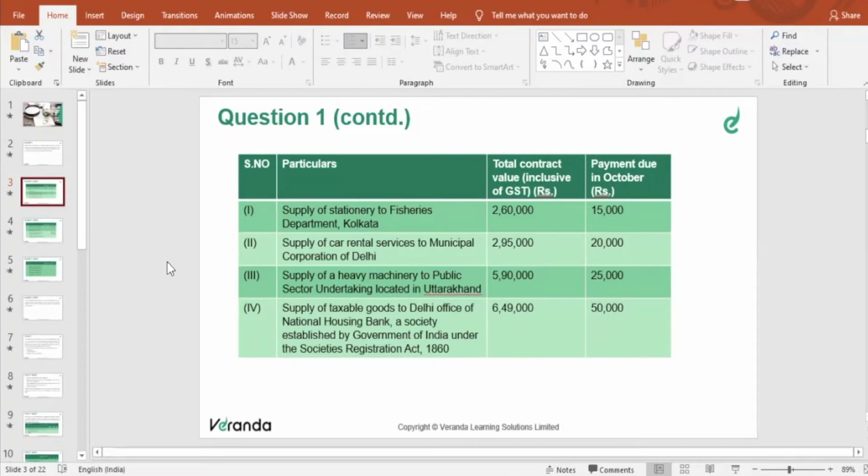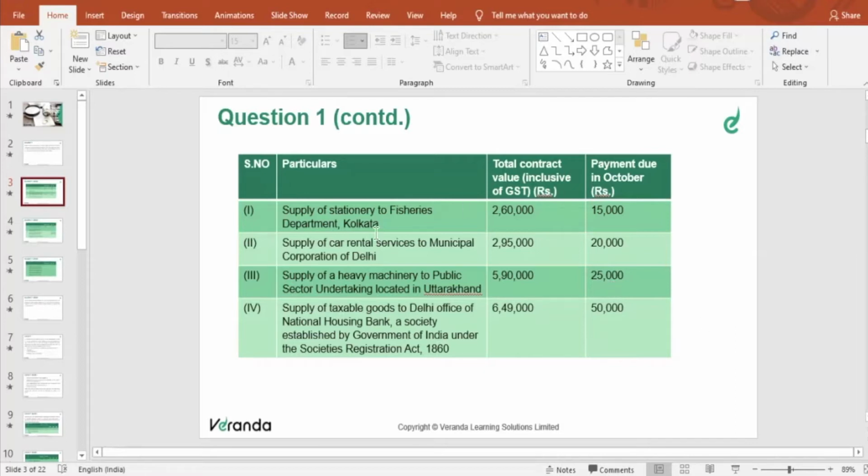Sir, one point regarding this payment due. Is it a due payment or a payment released? Yeah, the payment which is going to be released. When they refer to payment due, it is basically on the payment which is going to be released. Okay, it's assumed that we are going to release this payment in the month of October itself. Yes. Understood.